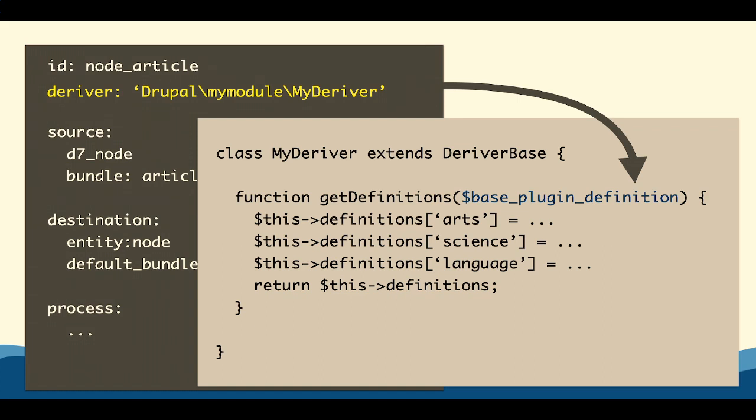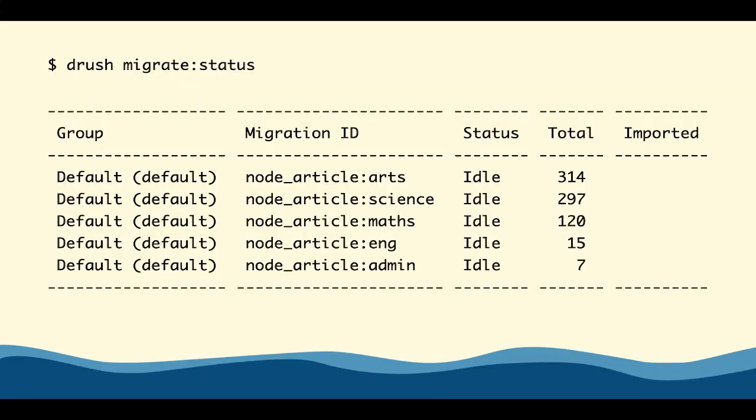And it's up to the driver to say, okay, I need to copy the base plugin definition, and maybe I need to tweak it, maybe I need to remove something, add something. The end result is that we end up with lots of migrations.